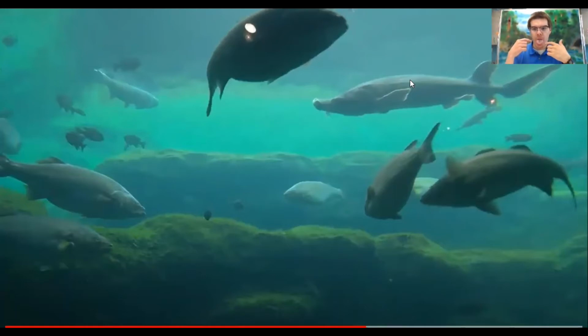Right here on your tongue is where your taste buds are. Fish have taste buds on their tongue as well. They can actually tell if something's sweet or salty or sour, just like you can. But they also have taste buds on their fins, which is really wild.